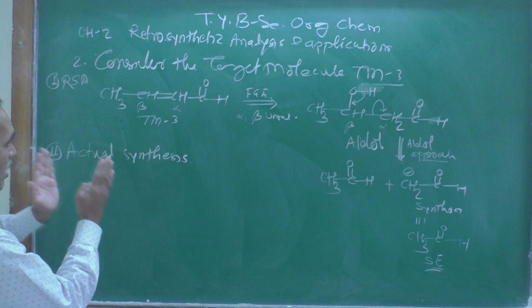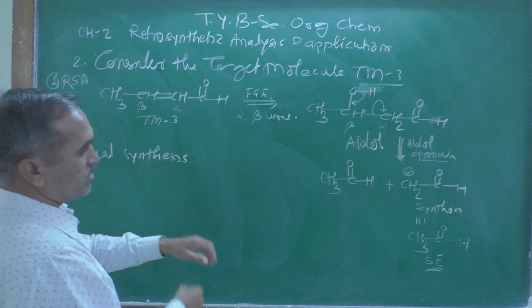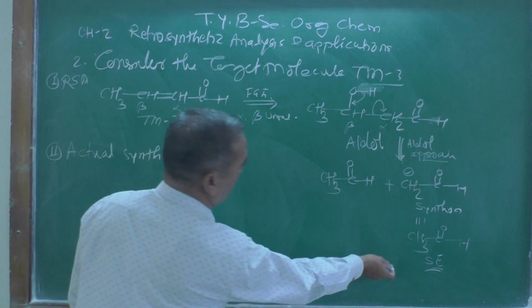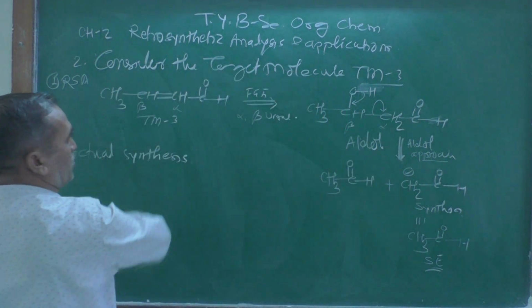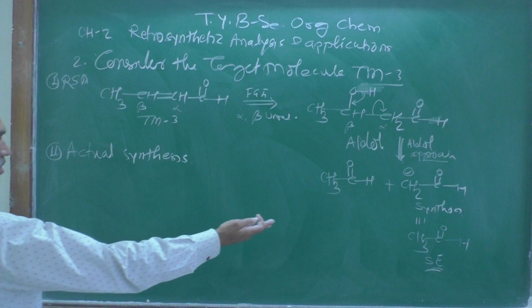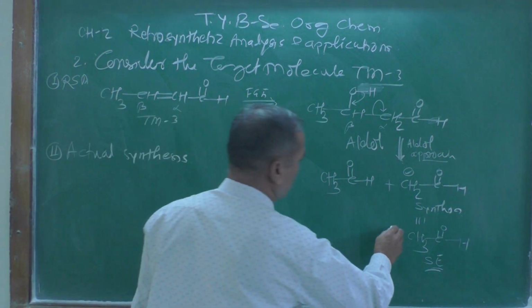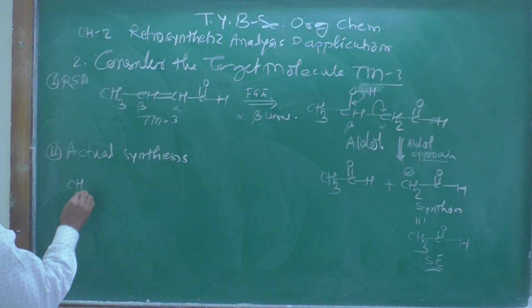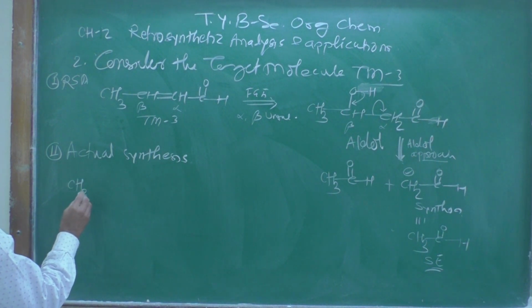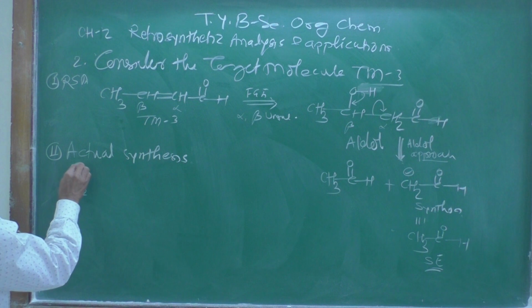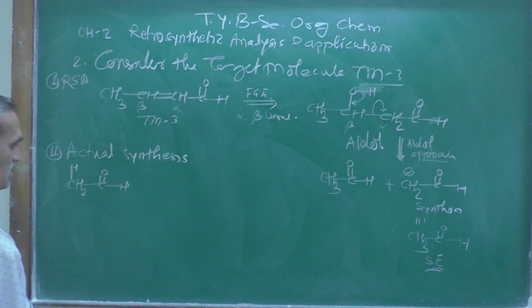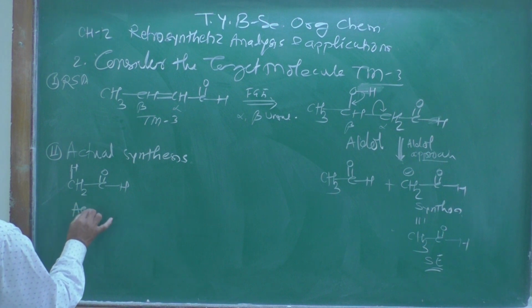Now let's start the synthesis. From this we can go forward, because here we have the starting compound. Here you write CH and one hydrogen atom like this, C=O. This is acetaldehyde, right?